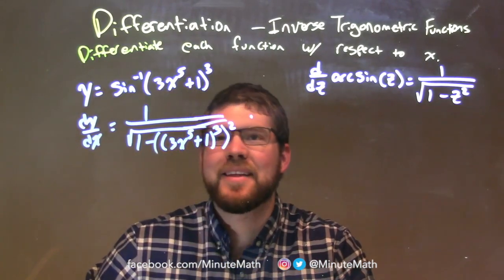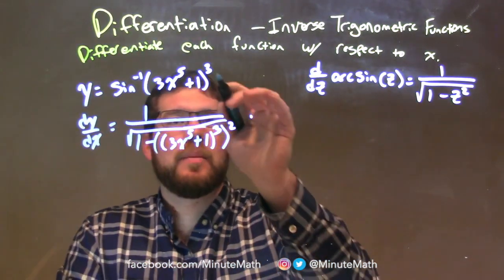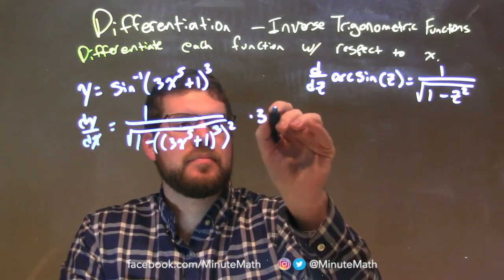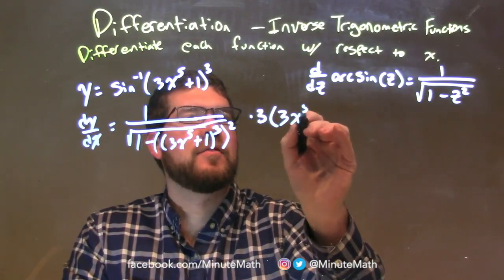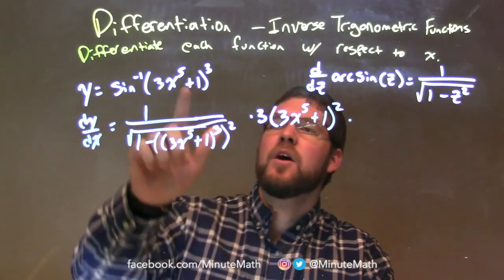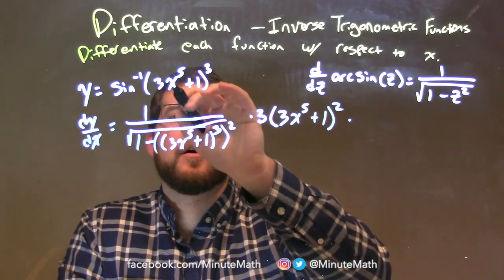Now we have to take the derivative of the inside of that arc sine. Well, that's just going to be power rule, so we can imagine the arc sine is gone. 3 comes down. Keep that inside part the same, (3x to the fifth power plus 1) squared, times the derivative of the inside part. Okay? So we have power rule there.